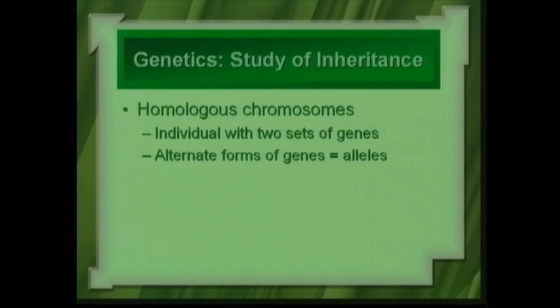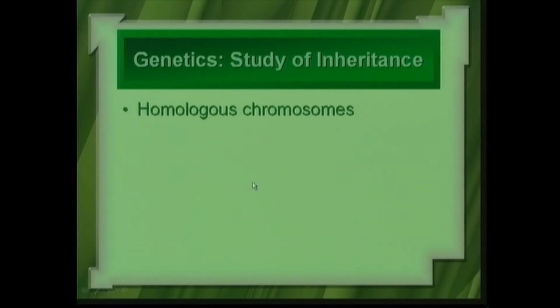Here, with homologous chromosomes, the individual has two sets of genes, and alternate forms of a gene are called alleles. In a particular kind of plant, like a pea plant, you can have purple flower color or white flower color. The gene that codes for this would be a gene for flower color, and the alternate forms of the gene, the alleles, would be an allele for purple flower color or an allele for white flower color.